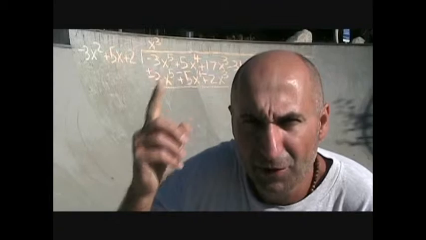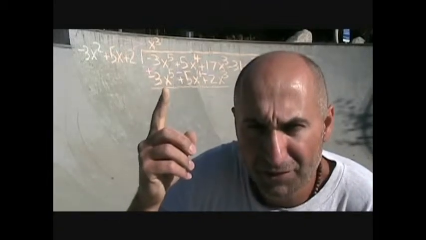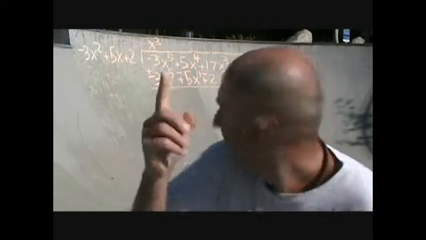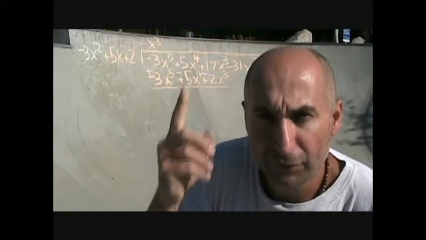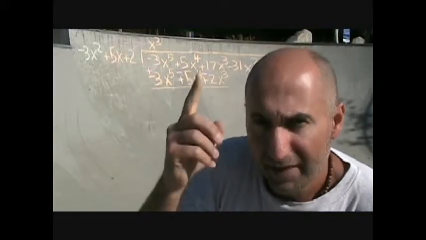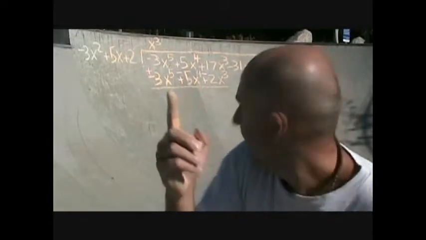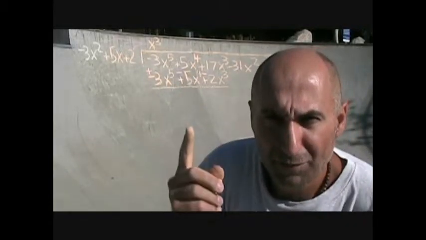Negative 3x to the power of 5 plus 3x to the power of 5, they kill each other. 5x to the power of 4 minus 5x to the power of 4, these two end up killing each other. And 17x cubed minus 2x cubed is going to be 15x cubed.